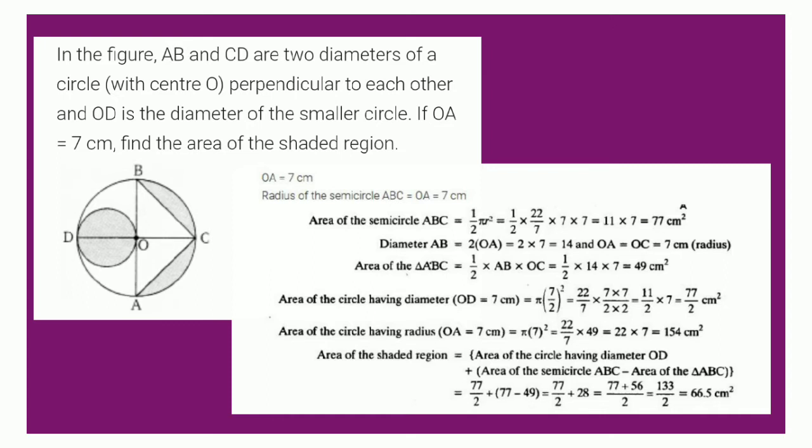Then the area of the bigger circle, that is the area of the circle having radius OA equal to 7 centimeter, that is pi r square, pi into 7 into 7. Then multiply, you will get 154 centimeter square.